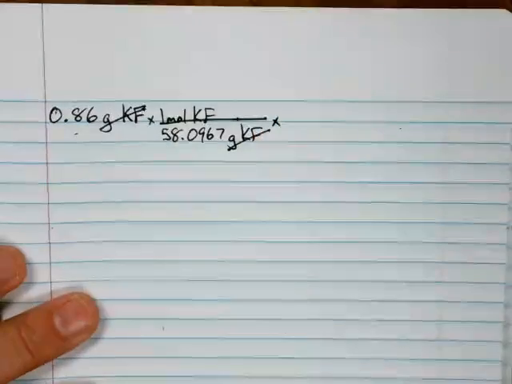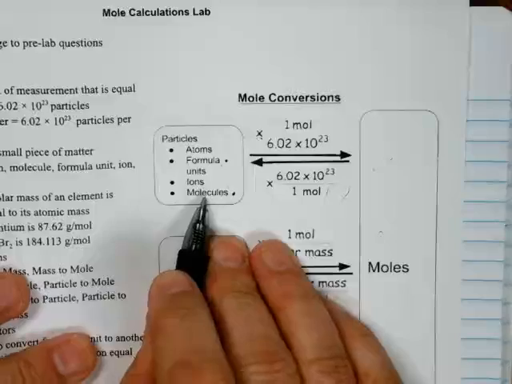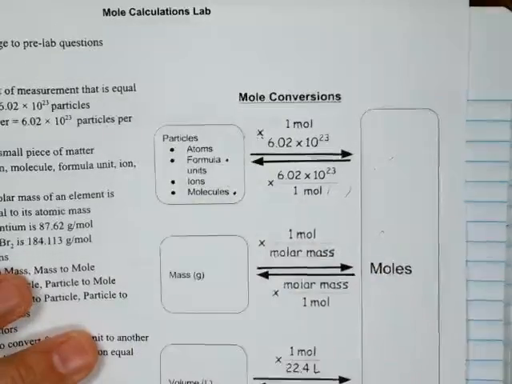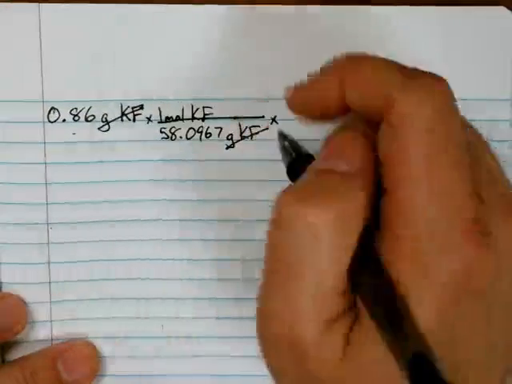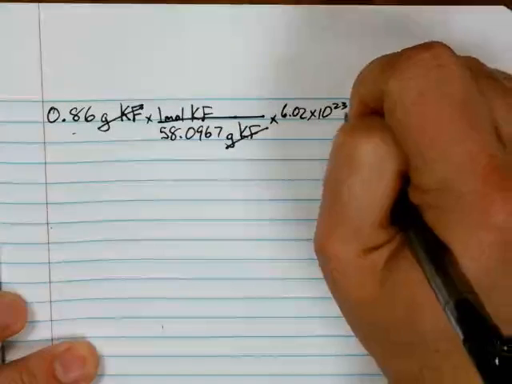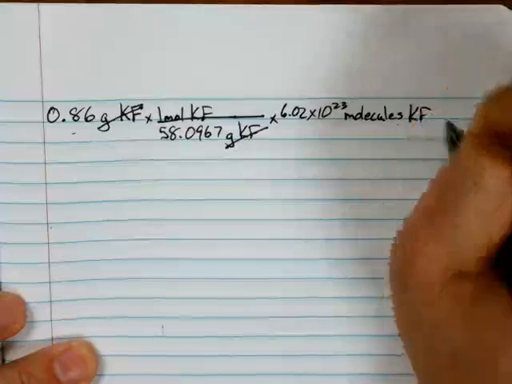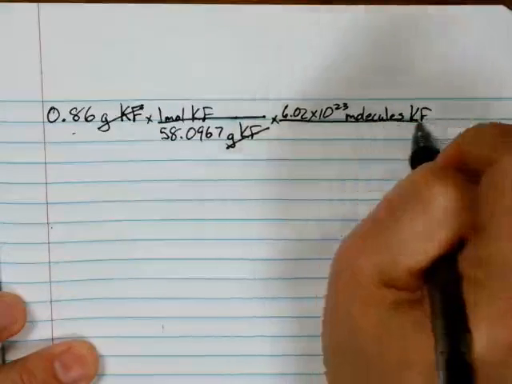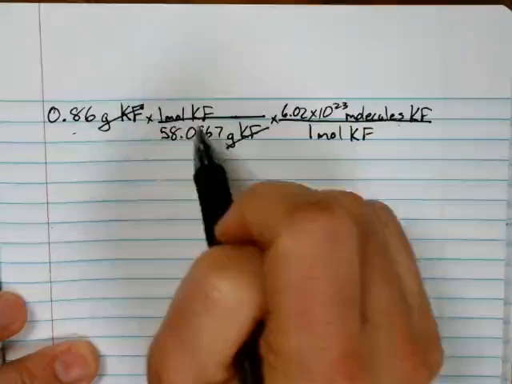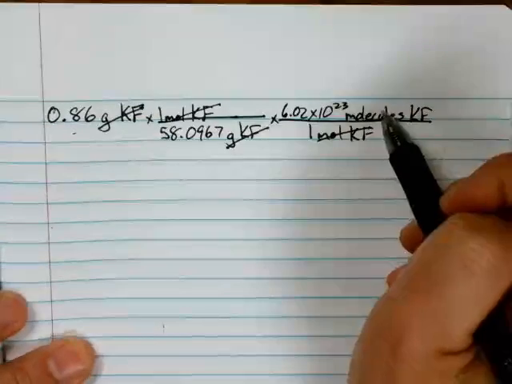So now we can convert from moles to molecules, because that'll make us feel better to call it a molecule. And that's this conversion factor: 6.02 times 10 to the 23rd molecules, even though that's not accurate, we'll still call it that, is equal to 1 mole of potassium fluoride. Moles cancels, so now we have converted from moles to molecules.